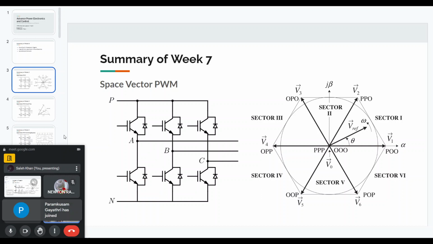Space vector is basically used for polyphase conversion, where we have three-phase or more than three-phase voltages and currents. For example, we have a simple two-level voltage source inverter here. And the concept of space vector comes actually from three-phase AC machines.